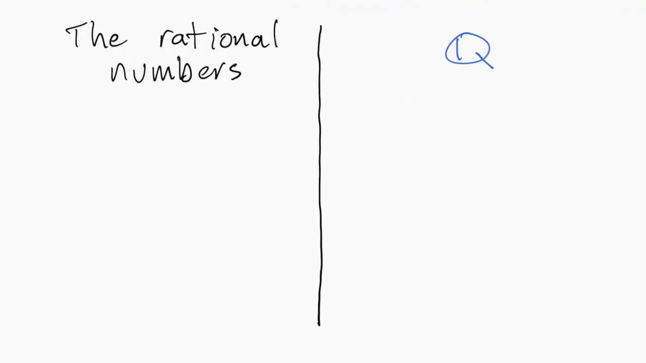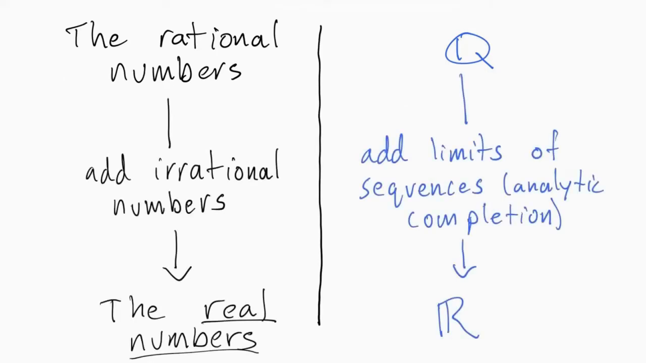The big picture is that we start with the rational numbers, and mathematical analysis gives us a tool for adding irrational numbers. Specifically, we're adding all limits of sequences of rational numbers to our number system. This is a process called analytic completion. I could do an entire video on analytic completion alone, but I'm probably not going to. The important result here, though, is that we get a new number system called the real numbers.